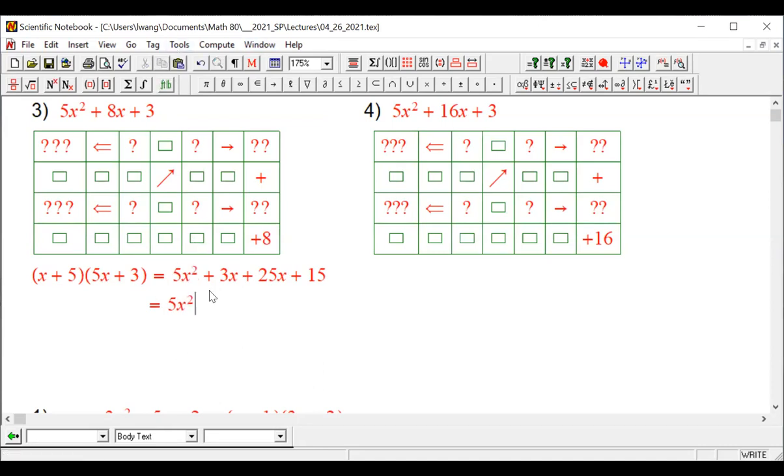Try again. Because 3x plus 25x is 28x plus 15. I think something was wrong. You need to go back to check your work. Before you turn it in, you may like to check it. But you did make some match. You matched the 5x squared, but you didn't match the others. So try again, please. No problem.